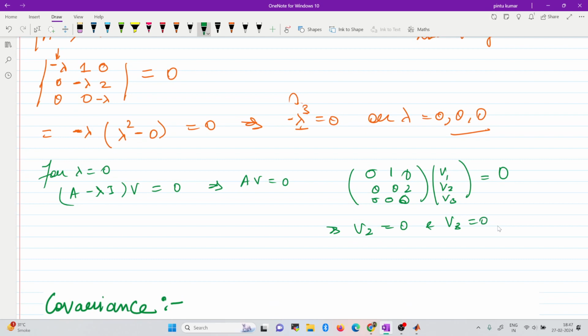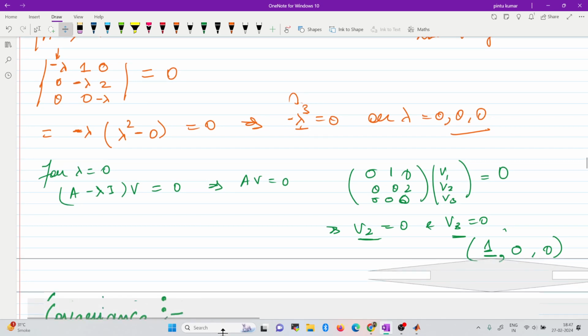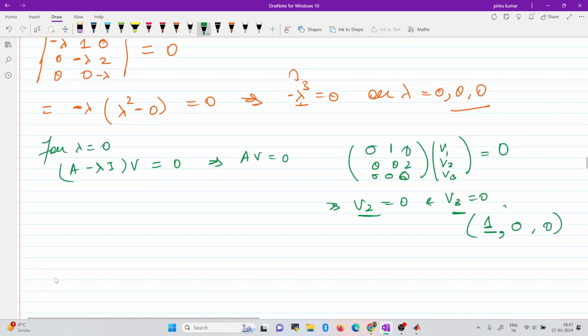Whenever you did your linear algebra course, you have 2 variables fixed now. The 2 variables can have only 0, 0 values. So you have only one free choice, so you can place a 1 over here. What this means is the eigenspace that we get corresponding to lambda equal to 0 has dimension equal to 1. Or you can say that you only got one linearly independent eigenvector over here.